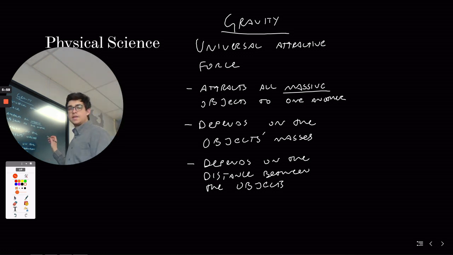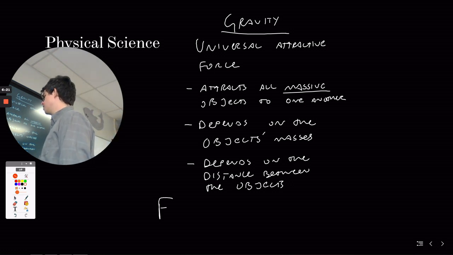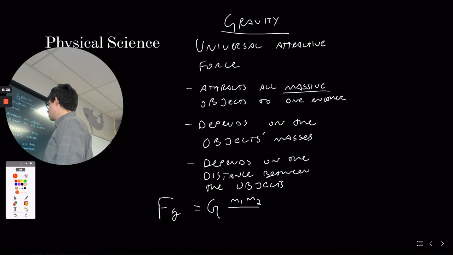So mass and the force of gravity are directly proportional, and distance and the force of gravity are inversely proportional, but more specifically, they're proportional by the inverse square, which means as we get 2 units further away, the strength of gravity decreases by 4 units, as we'll see in our equation here. So here's the equation. F sub g, the force of gravity, or weight, they mean the same thing. F sub g equals capital G times m1 times m2 divided by d squared.